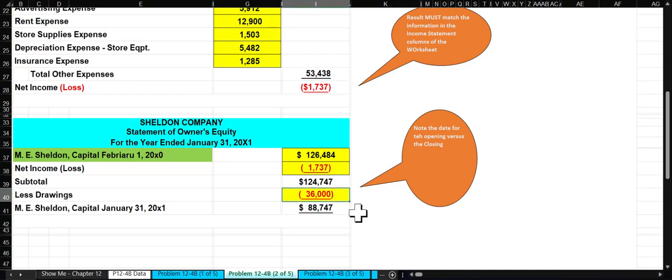And we subtract the drawings, and so this is the ending balance for the owner's capital or equity account that will now be reported in the balance sheet. Please note, we do not show the beginning equity in the balance sheet. We show the ending. So this is what is going to be brought over to the balance sheet. So you can see that the profit or loss links us to the statement of owner's equity, and the statement of owner's equity is going to link us to the balance sheet.